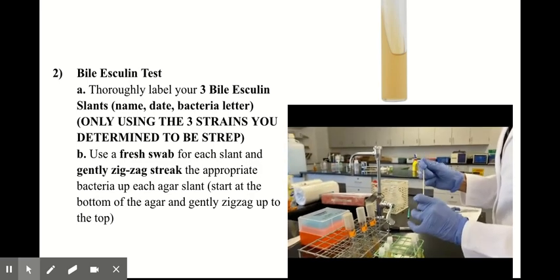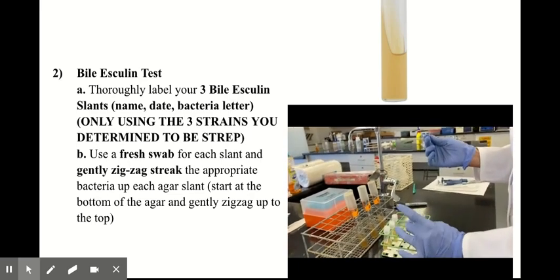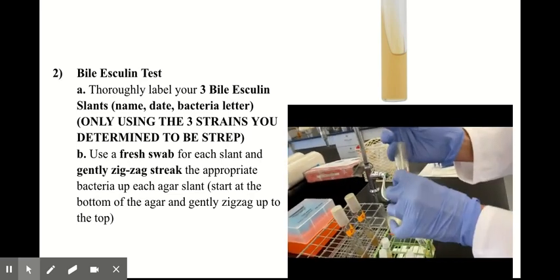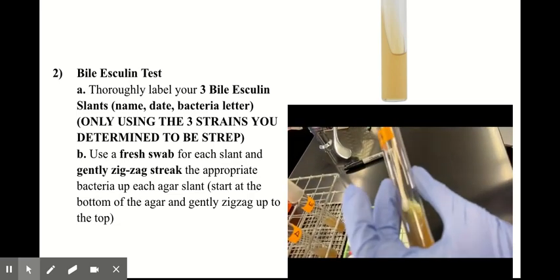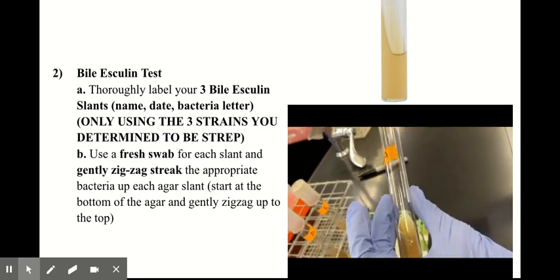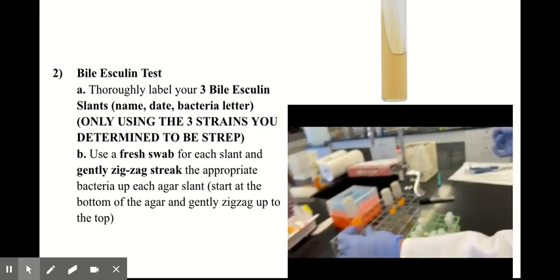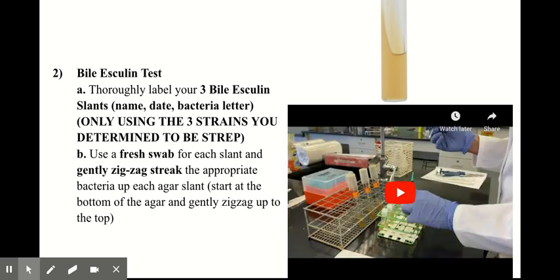Take some of your culture, and then in the slant with the corresponding letter that you've labeled, you're going to gently zigzag a streak of the bacteria up each agar slant, starting at the bottom and gently zigzagging up towards the top.